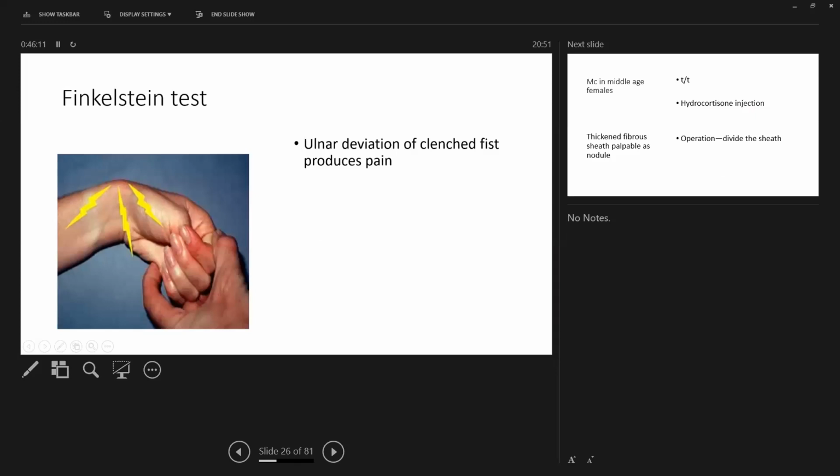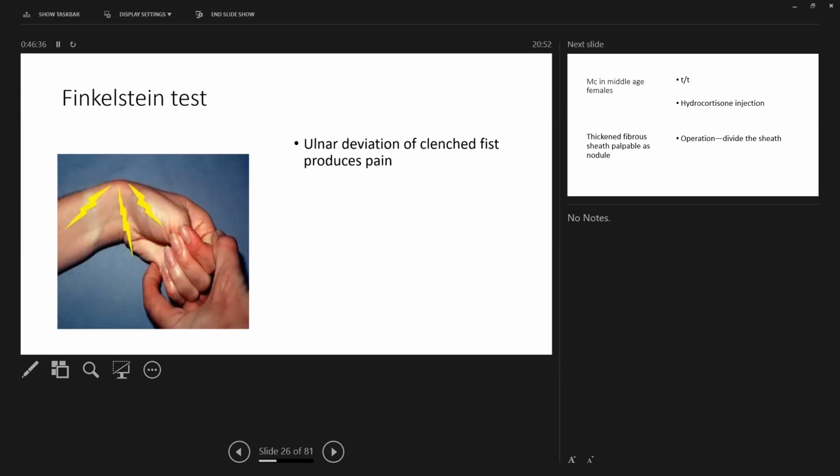So consider this your tendon going on. Okay. Whenever you stretch the tendon area, this is the tendon and this is the sheath. As soon as you stretch that area, the sheath will be more tight, and that will give rise to pain. So that is, ulnar deviation of your clenched fist produces pain.